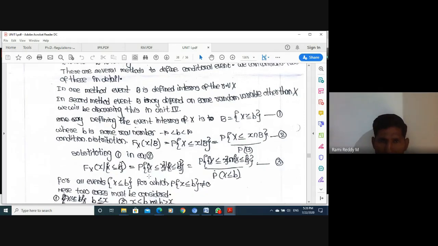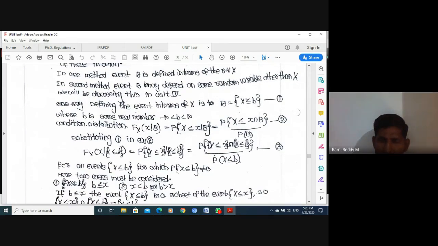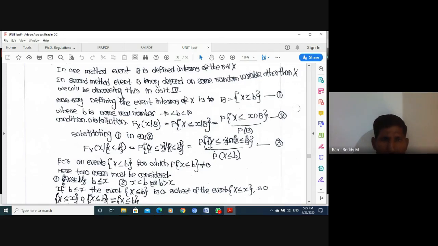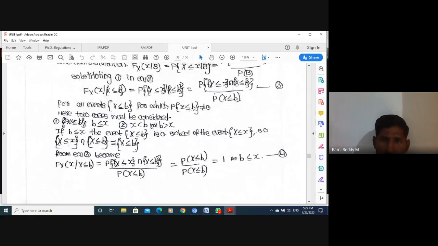Defining the event in terms of X: B = {X ≤ b}, where small b is a real number, which can take any value between minus infinity and plus infinity. The conditional distribution function F_X(x|B) = P(X ≤ x ∩ B) divided by P(B). We substitute this in equation 2 and we get this, for all events {X ≤ b} for which P(X ≤ b) is not equal to 0.